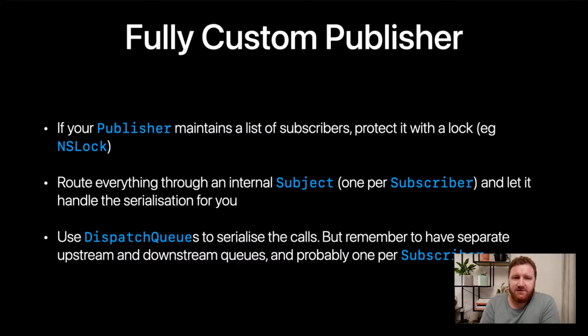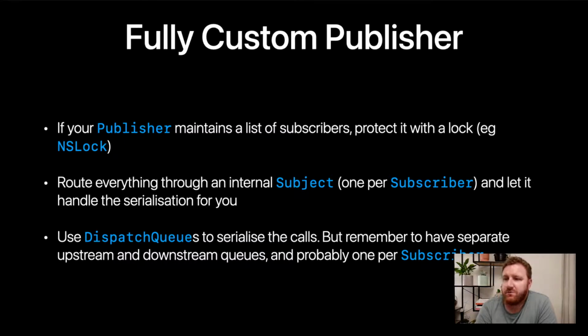So how do we actually do that? There's a number of different approaches. These are the 3 common ones that I've seen recommended or I've seen used. The one that Apple recommends I've actually got as number 2. Try and route everything that you do in your custom publisher through an internal subject, either a pass-through subject or a current value subject, and generally 1 per downstream subscriber is what you want to do. And then you can let the subject handle all of the serialization for you, because you know that it will get it right and your publisher will be thread safe. If you can't do that, or you want to mix and match some of these approaches, I mix and match a few of them sometimes.